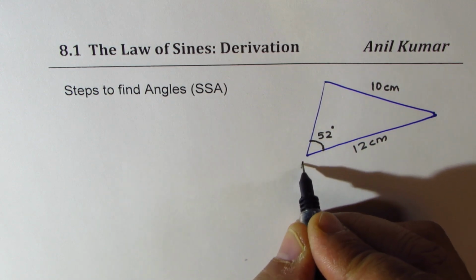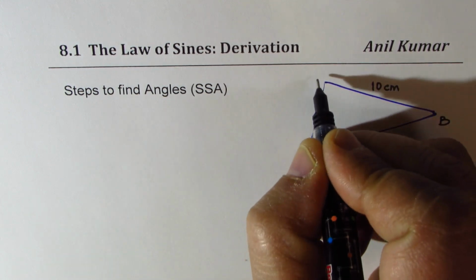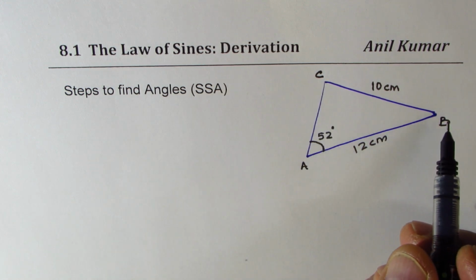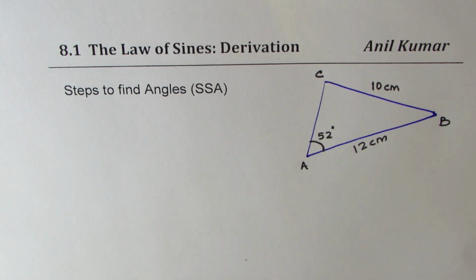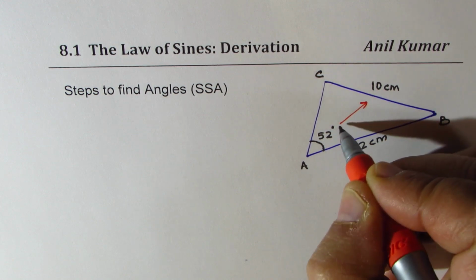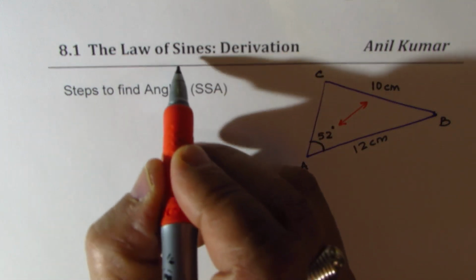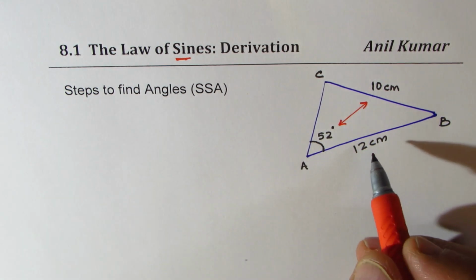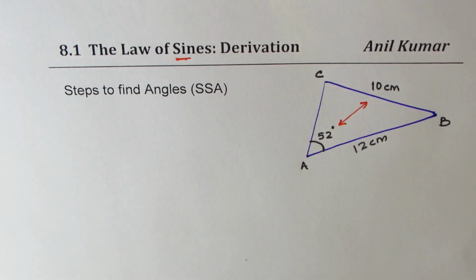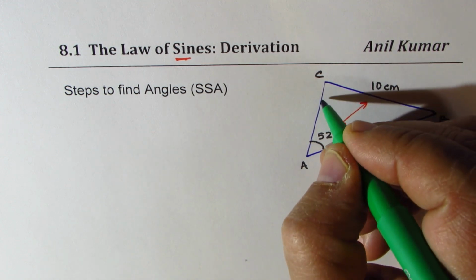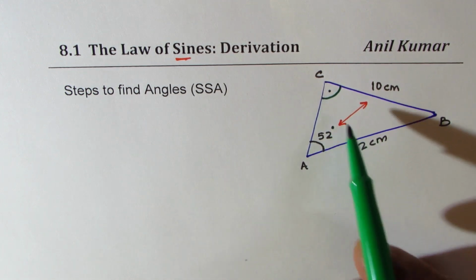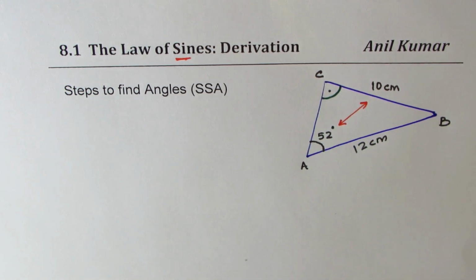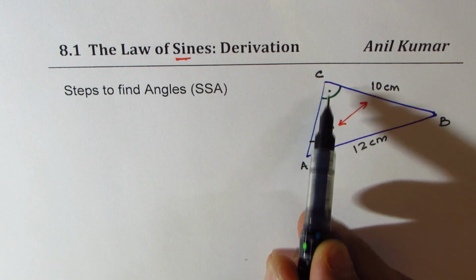Now let's label this. Let's say this triangle is triangle ABC. And we want to find which angle to start with. Since we know one combination, which is angle and opposite side, we can apply the sine law, the law of sines. Now, the other side is given to us as 12 centimeters, which is opposite to C. So it's a good idea to start with C. Otherwise, you can get stuck. This is very important to understand, correct? So we'll start with C.